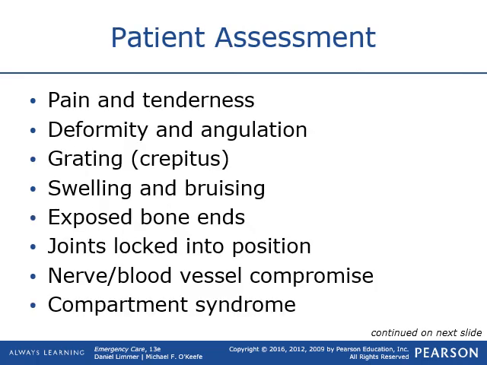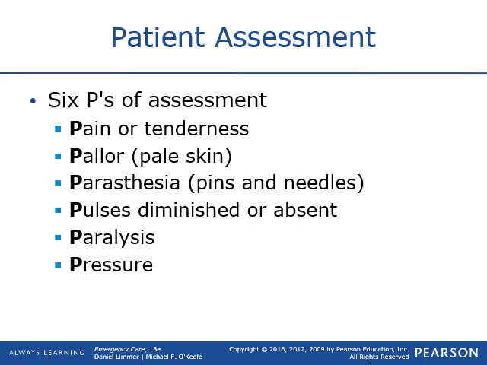So patient assessment, you're looking for pain and tenderness, deformities or angulation. You're looking for that crepitus, that crackling, with the bone against bone. Swelling and bruising, any exposed bone ends, will be pretty obvious. Joints locked into a position, nerve or blood vessel compromise, compartment syndrome. That's going to be kind of difficult to diagnose in the field, but you want to pay attention for that.